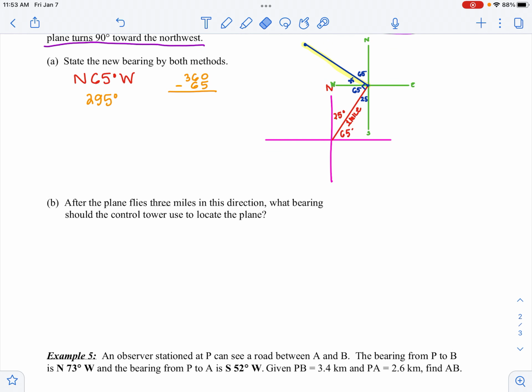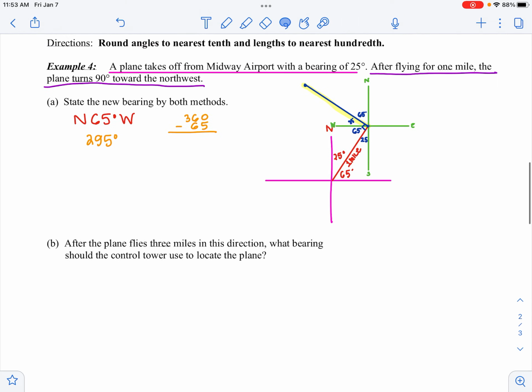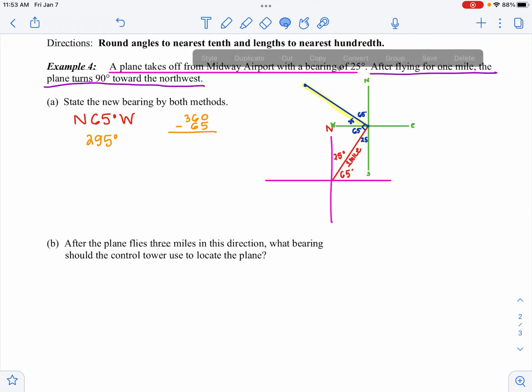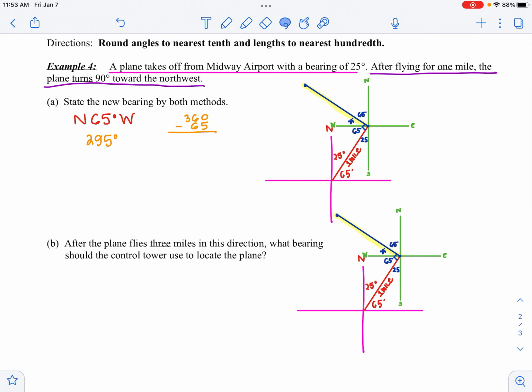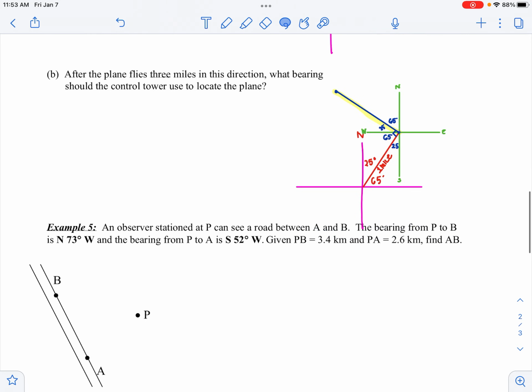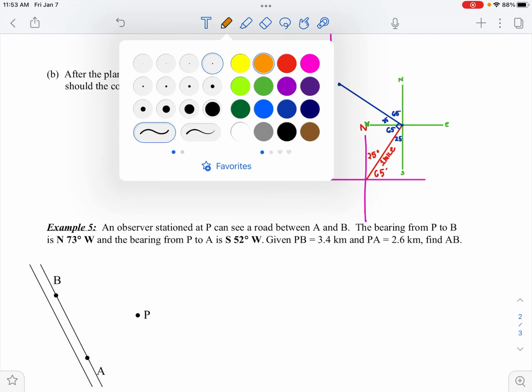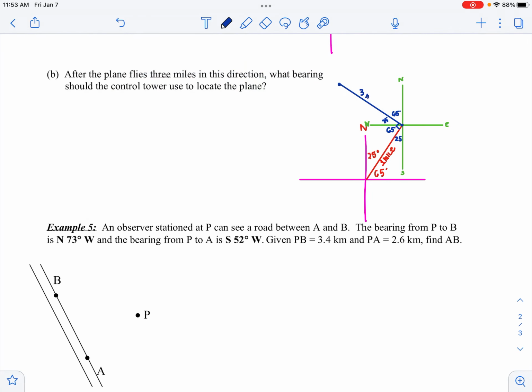All right. Next, it says, after the plane flies 3 miles in that direction, what bearing should the control tower use to locate the plane? So now I'm using this whole diagram again. I'm just going to copy and paste it. You could just draw directly on it, but I'm going to copy and paste it since these are notes, and I want to make sure that it is known that I am still using that diagram. Okay, I'm also going to get rid of this highlighter because I don't need it. All right. So after the plane flies 3 miles, that means this blue line is 3 miles long.